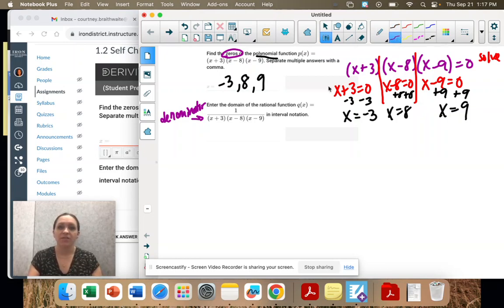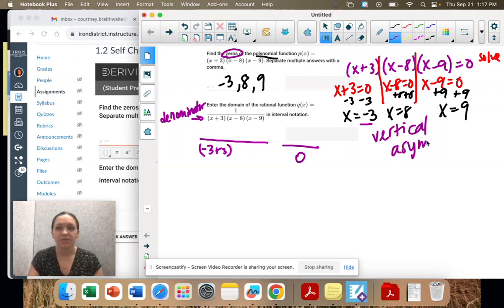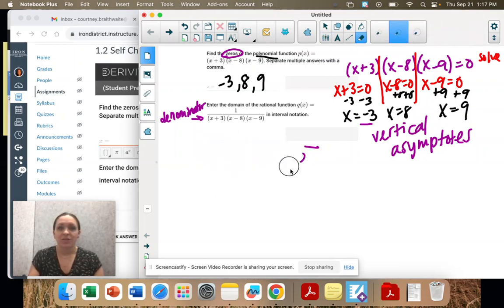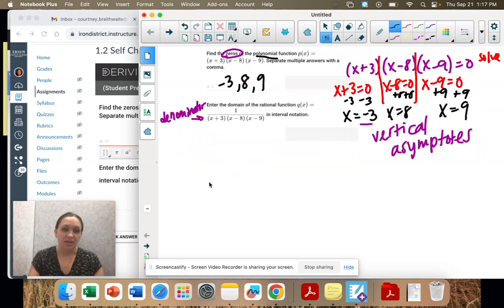So what happens if you put these values on a denominator, like say -3, if you put -3 plus 3 on a denominator, that's 0. So these are actually the vertical asymptotes of a rational function. And that means that the graph cannot equal those values. Bad, right? So when we write the domain, we write all values except that.